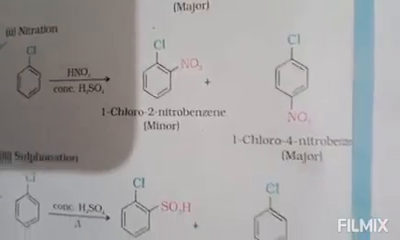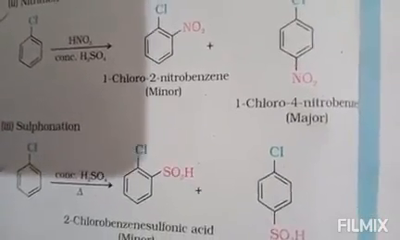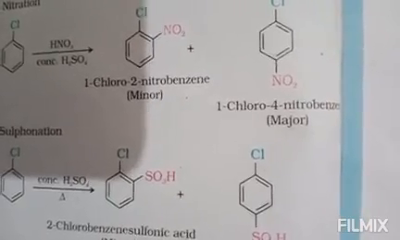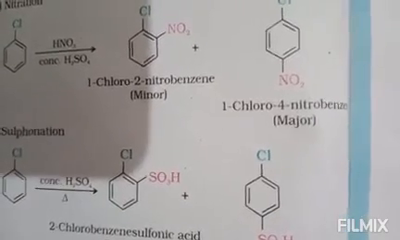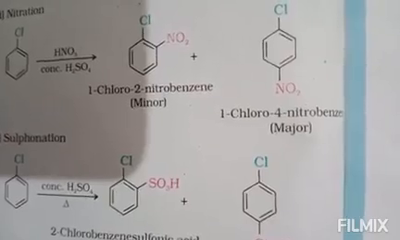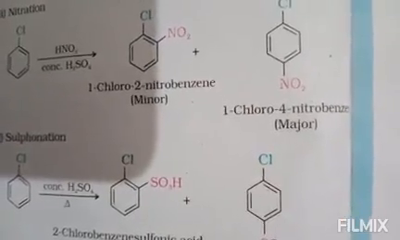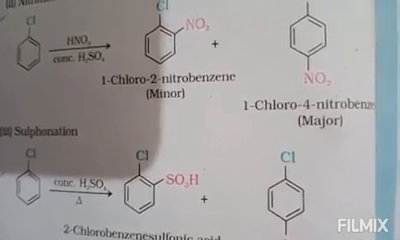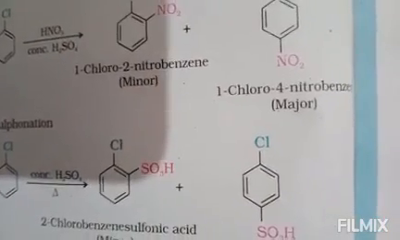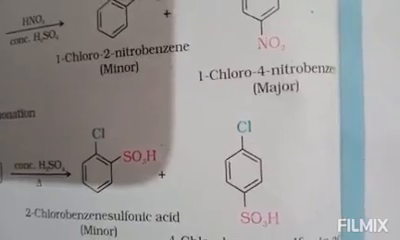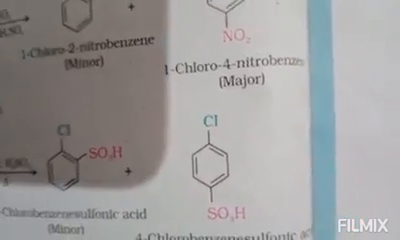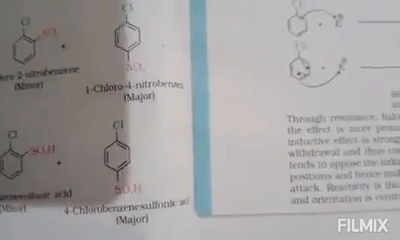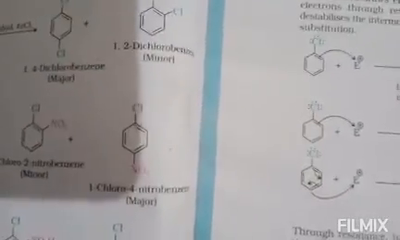Like this one, addition of a sulfonic group. Sulfonic group means SO3H, that we call a sulfonic group. So for sulfonation, you need to add sulfuric acid and heat. So if you add chlorobenzene with sulfuric acid and heat, then you will get 2-chlorobenzene sulfonic acid as a minor product and 4-chlorobenzene sulfonic acid as a major product. So this is about the nitration, chlorination and sulfonation.